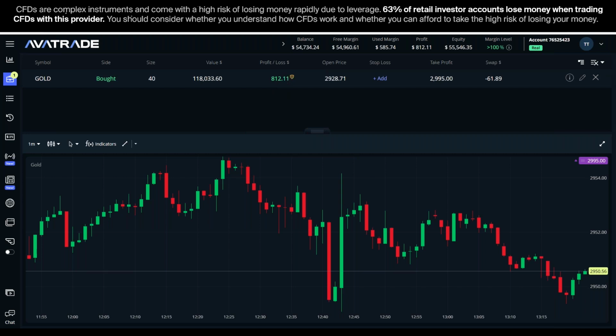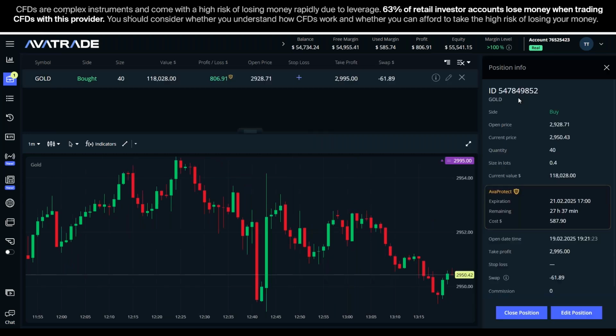This is a trade that's protected with AvaProtect. So while it's in a nice profit right now, over 1% gain on my account, pushing towards 2%, because I have AvaProtect for another 27 hours, this trade is protected. I'm risk-free for 27 plus hours. I think I'll wait this out and maybe not close this position yet.